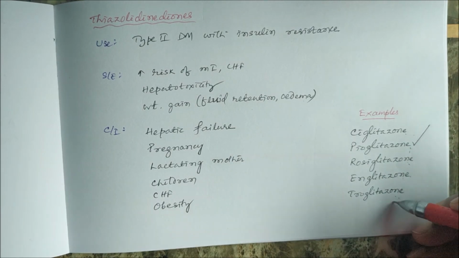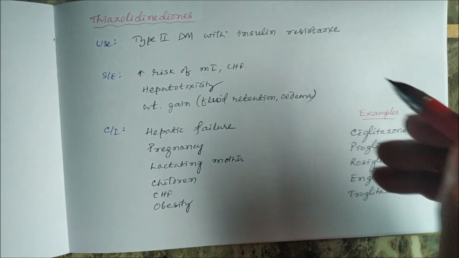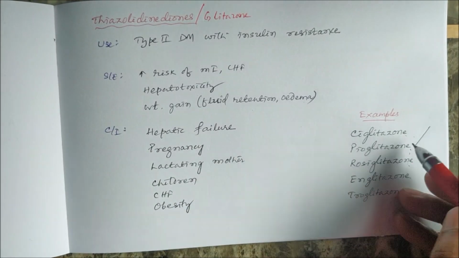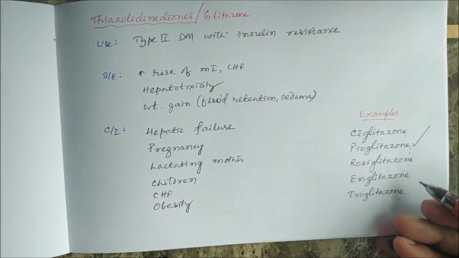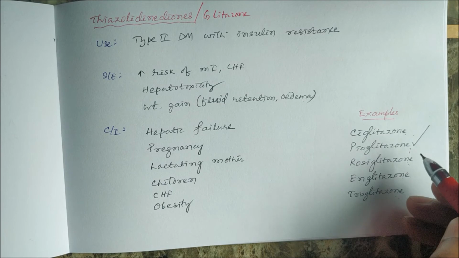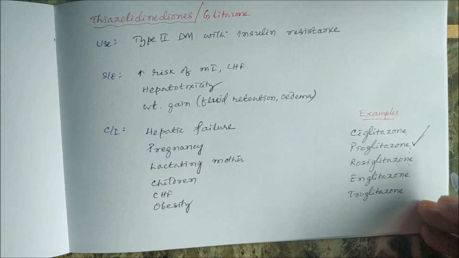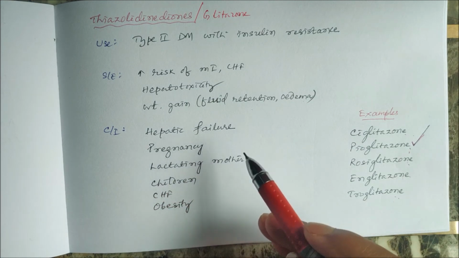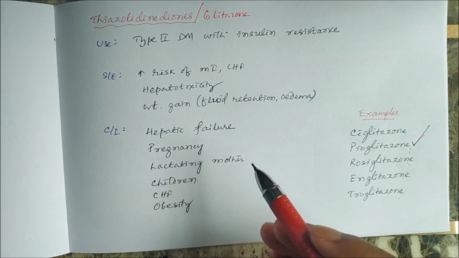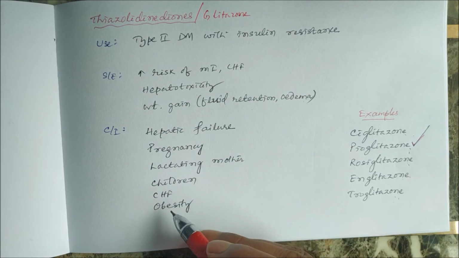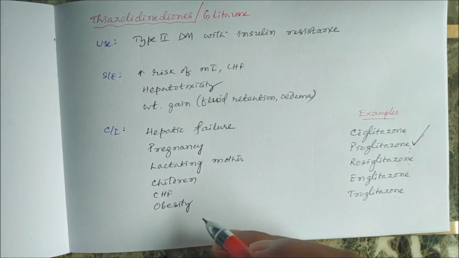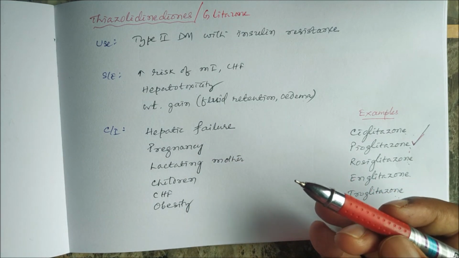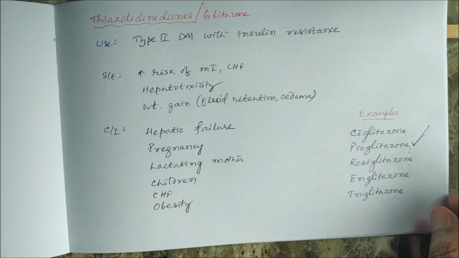So these are some of the examples. The first thiazolidinedione or glitazone, we can say, is ciglitazone. Others are rosiglitazone, englitazone, troglitazone. The most commonly used nowadays is pioglitazone. So these thiazolidinediones are contraindicated in hepatic failure, pregnancy, lactating mothers, children, in case of congestive heart failure, and in obese patients. So in these cases, thiazolidinediones should be used cautiously or should not be used.